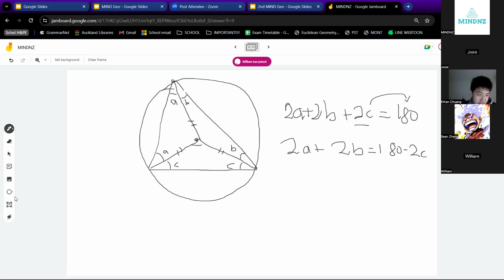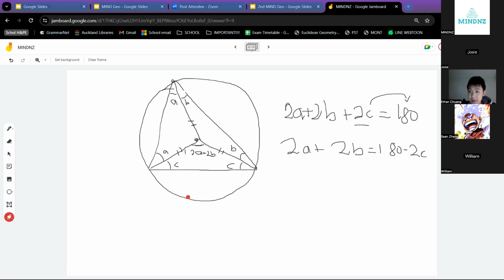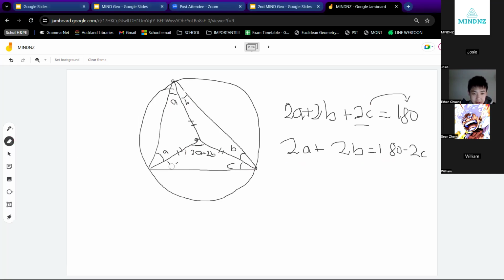But you'll also notice that this triangle here is an isosceles triangle. So therefore this angle here would be 180 minus 2c, right? But we've shown that 180 minus 2c is actually equal to 2a plus 2b. So I can just get rid of this. So then this angle here becomes 2a plus 2b, which is exactly double of this angle. I guess there's a neater way to show this with less calculation.